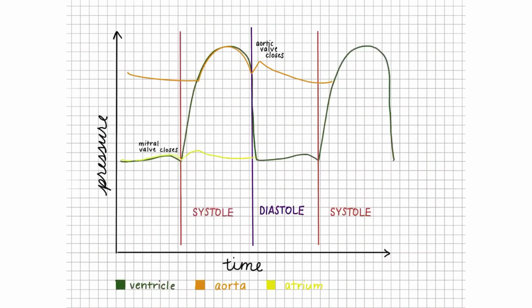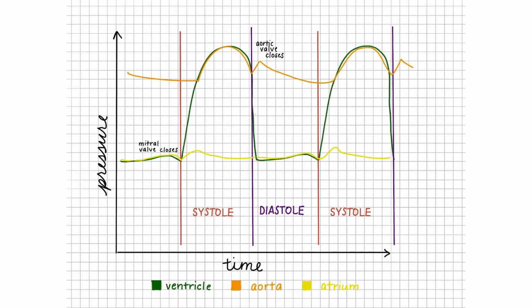And lastly, we'll discuss atrial pressure, which is shown in yellow and remains relatively flat in comparison to the ventricular and aortic pressure, but still you can see has different characteristics in the different phases of the cardiac cycle.